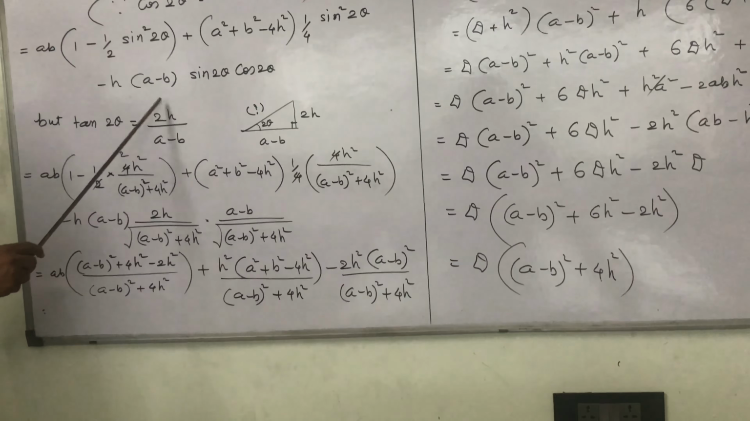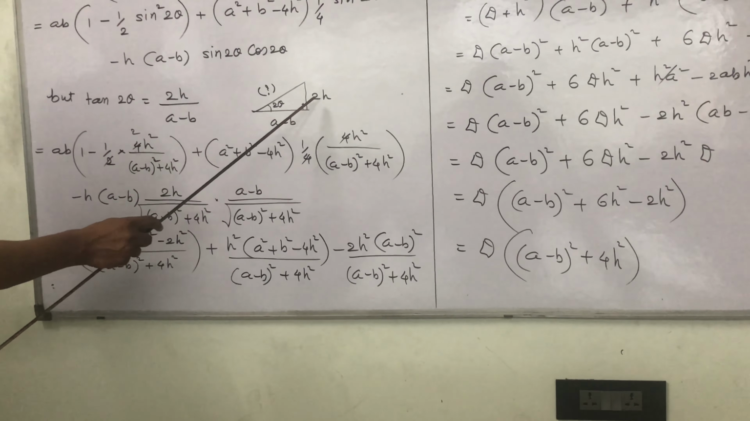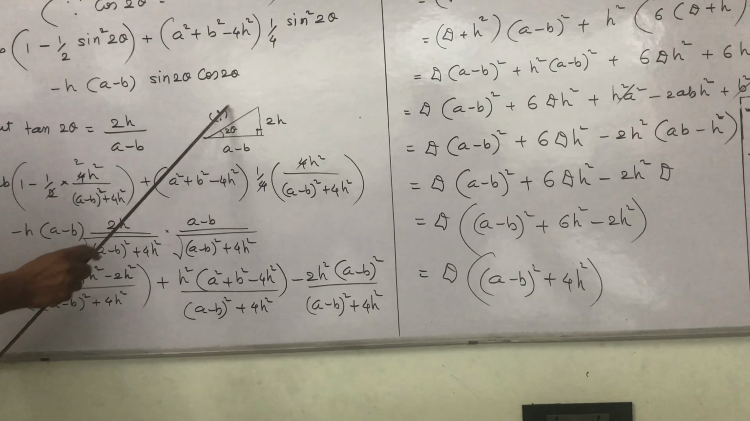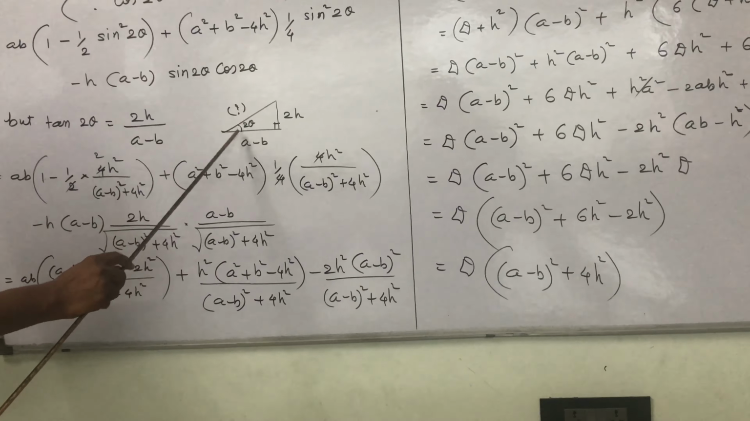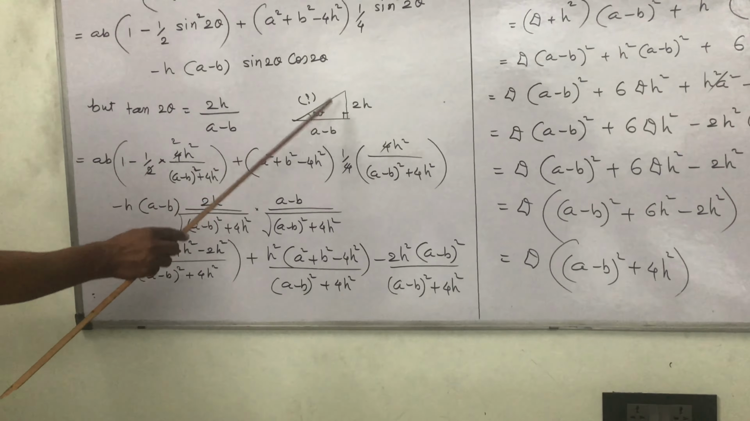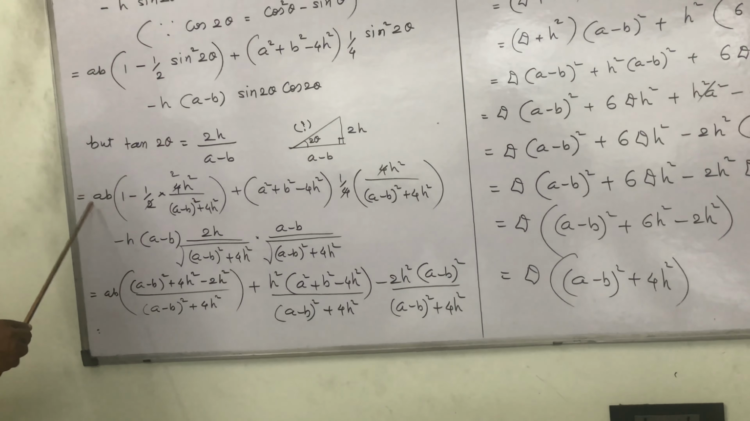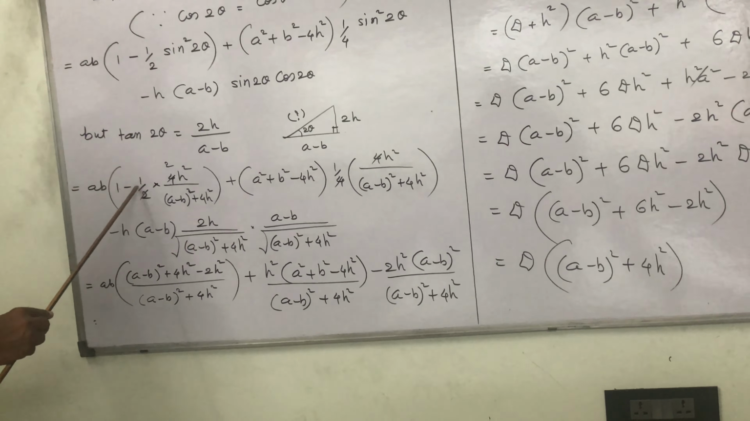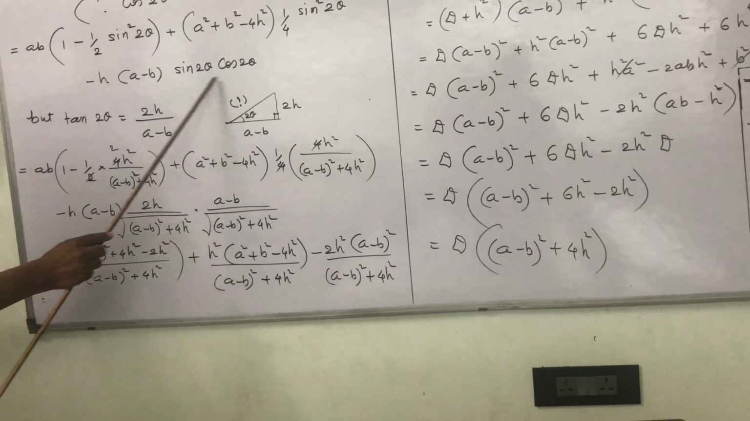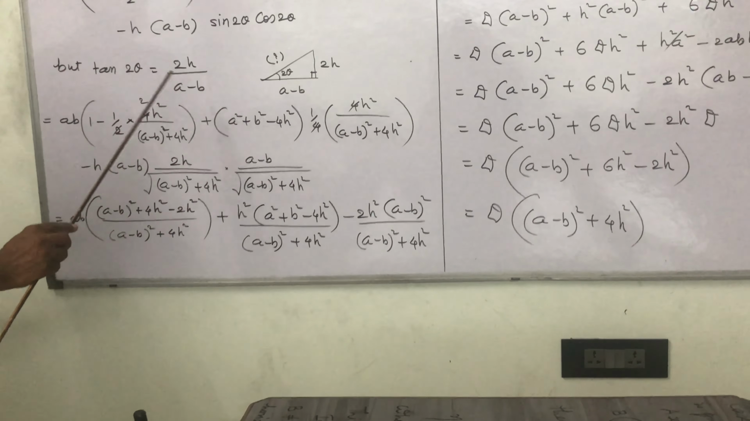But tan 2 theta is 2h by a minus b. So in the trigonometry triangle, this is 2 theta, this is the opposite side 2h, this is a minus b. So the hypotenuse is the root of 4h square plus a minus b whole square. So if we put all such values from this trigonometry, sin 2 theta, sin 2 theta, sin 2 theta cos 2 theta, we have ab into 1 minus half into sin 2 theta, that is 2h by hypotenuse. The hypotenuse is the square root of a minus b whole square plus 4h square.